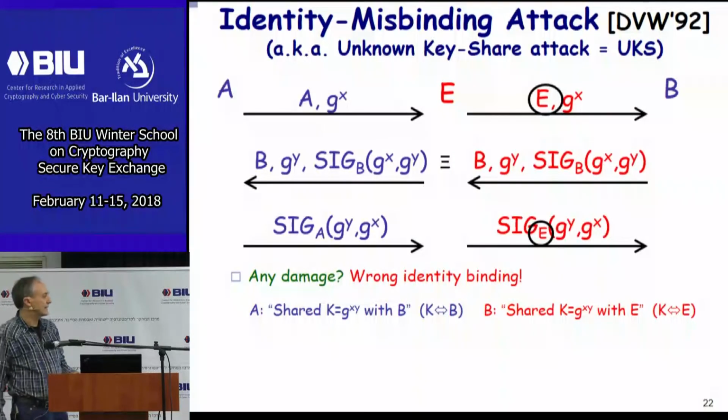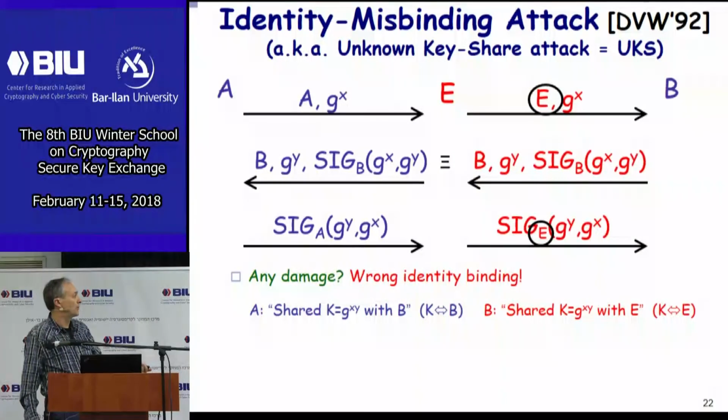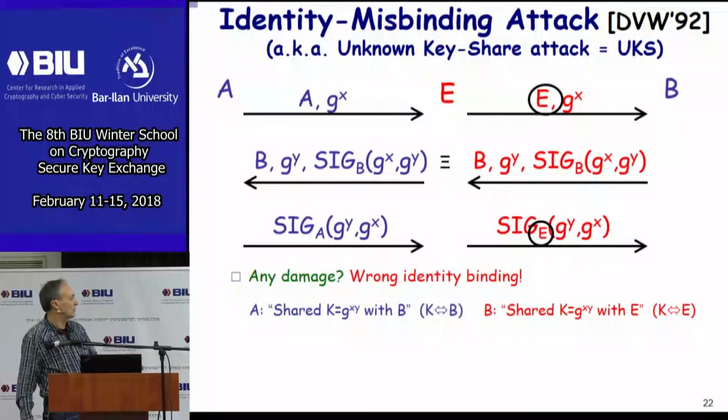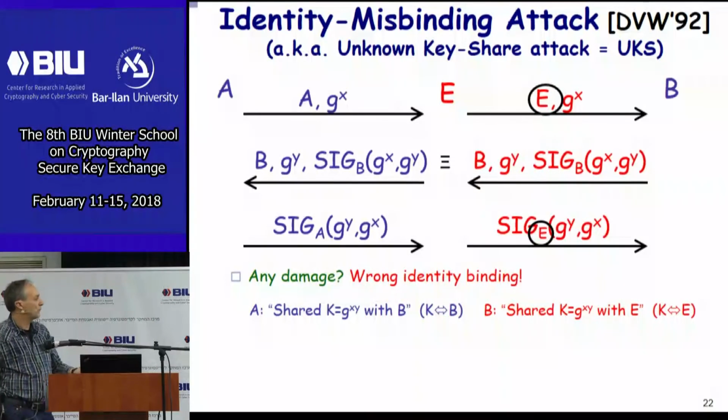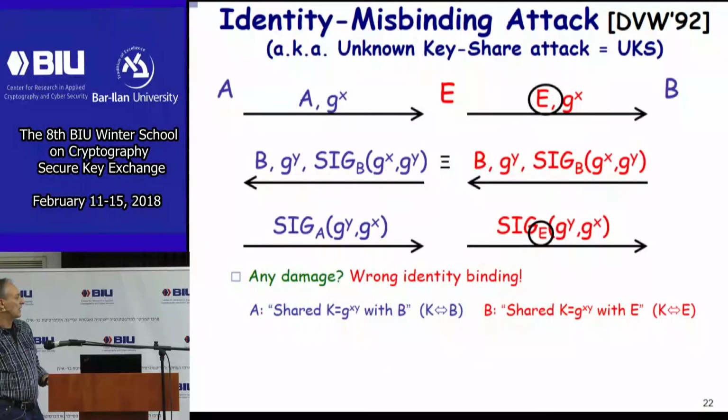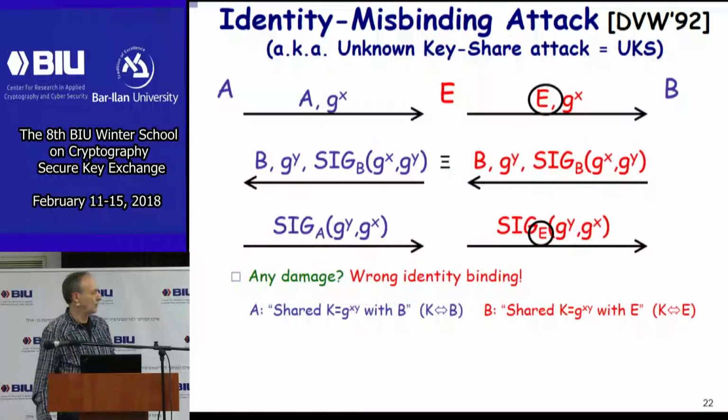Bob got a message from Eve saying, I'm Eve. He's willing to talk to Eve. The red protocol is a perfectly fine run of the protocol. Therefore, Bob gets to the correct assumption that he has exchanged the key G to the XY with Eve. So actually, you see, we have Alice thinking that she was talking to Bob, and Bob thinking that he was talking to Eve, while they had the same key. Both of them had the same key.